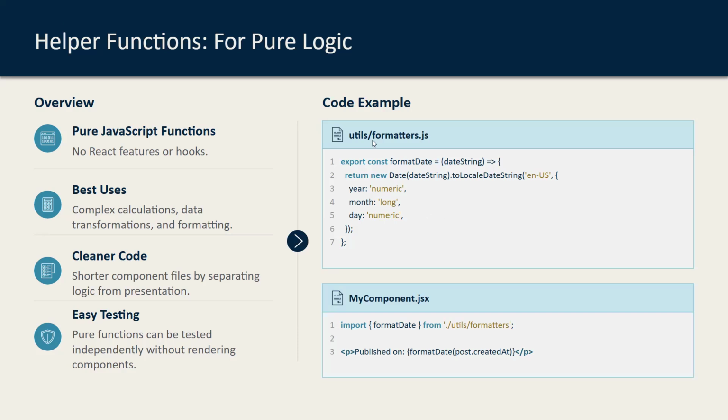And then in the example on the right, we have just one simple formatDate helper inside the formatters.js file. It just takes a date string and it returns a nicely formatted date using the toLocaleDateString method. And then inside the component, we just simply import that helper. Instead of using the date string method, we could just use the helper itself right in the JSX.